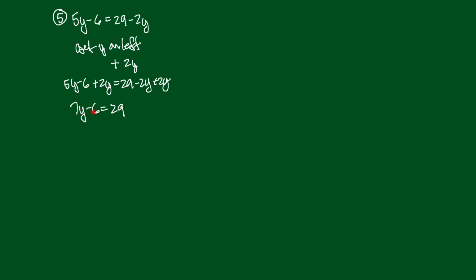All right, now I've got a multiplication and a subtraction. So let's get rid of subtraction first. So I'm going to add 6. So just go ahead and do it. I'm going to say what I'm going to do. I'm going to add 6. So if I add 6 over here, negative 6 plus 6 is gone. I get the 7y equals, now add the 6 over here. 29 plus 6 is 35.